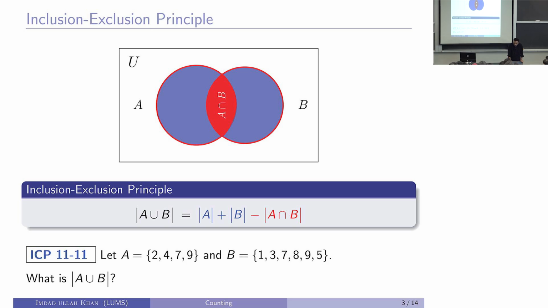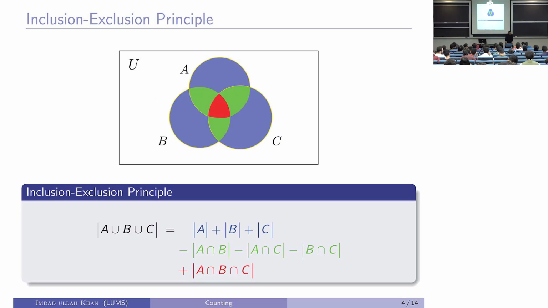Does this make sense? If you were just adding A plus B, this 7 will be counted twice and the 9 will be counted twice, once from the A side and once from the B side. So the slightly generalized inclusion-exclusion principle is as follows, right? The cardinality of A union B union C is the cardinality of A plus the cardinality of B plus the cardinality of C. You add all the cardinalities, a lot of overcounting, then you subtract out the overcounting.